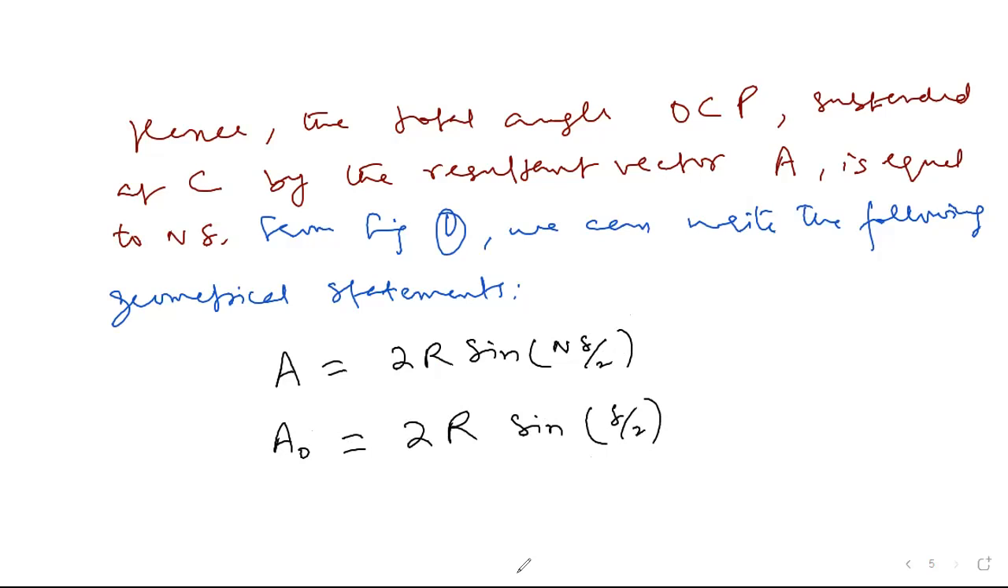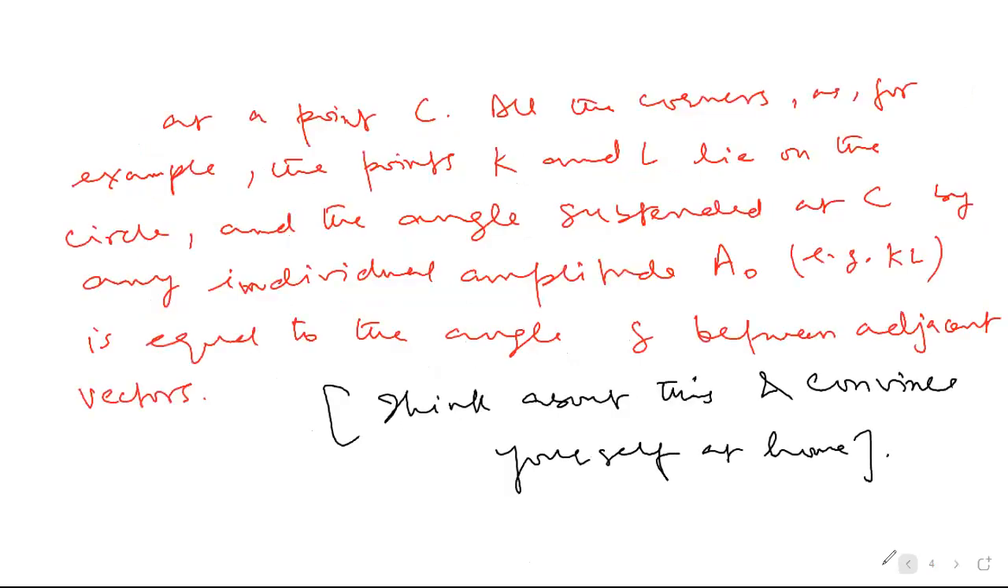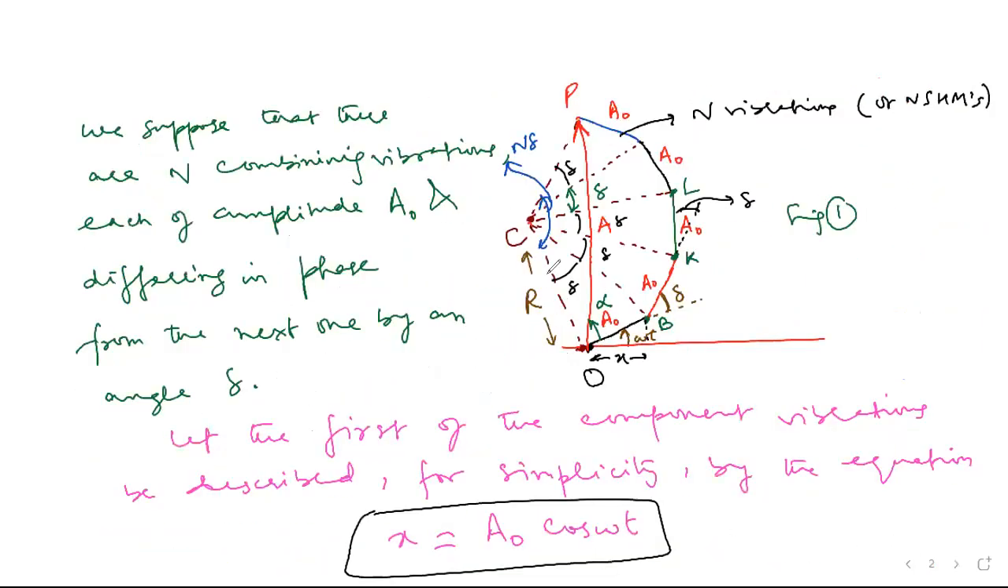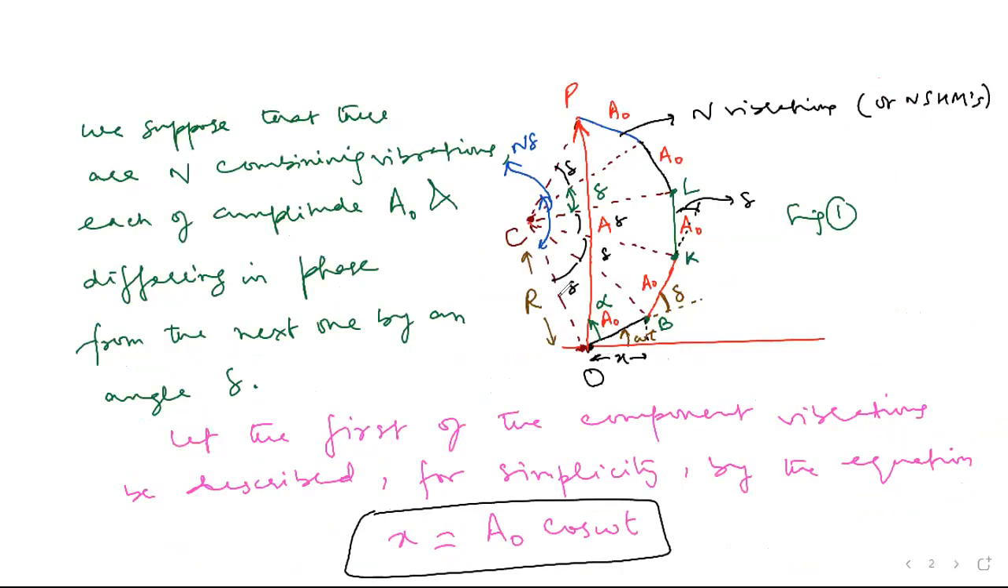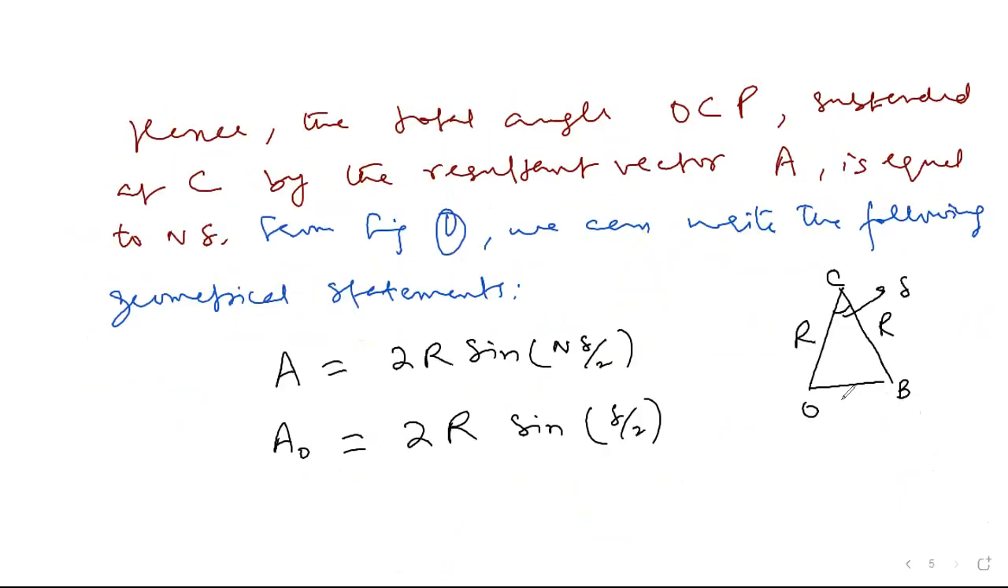Let me move to the figure. See, if you consider this triangle OCB, let me show a little triangle. OCB, this is R, this is R. And this angle is delta. I'm talking of this triangle OCB. This is an isosceles triangle because OC is R and CB is R and the apex angle is delta, right? Base is A naught. So this is A naught, right? This is an isosceles triangle.